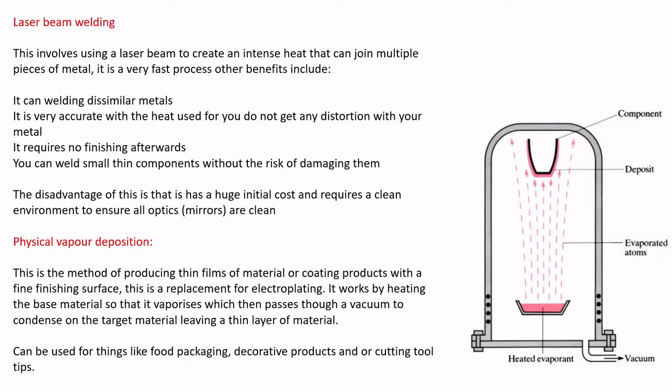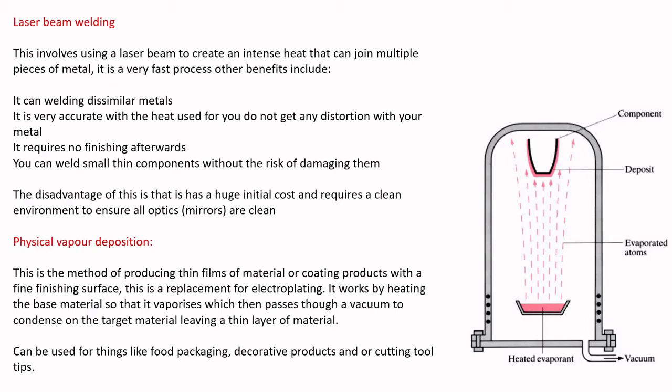So laser beam welding, a new form of welding. This will let you create a very intense heat, and it will let you join multiple metals together, and it's a very, very fast process. The benefit is that this particular welding will let you weld dissimilar metals together, because typically with normal welding like MIG and TIG you have to do steel to steel, aluminium to aluminium. You can't do dissimilar. It's also very, very accurate, and the heat stays very focused on that one particular area, so it's not going to distort or warp or twist the metal around it.